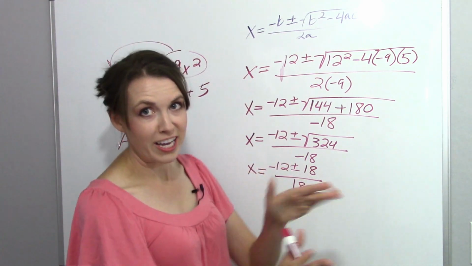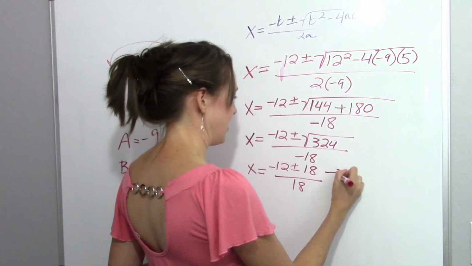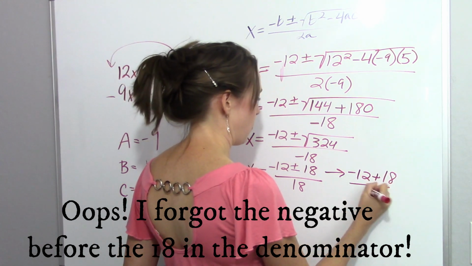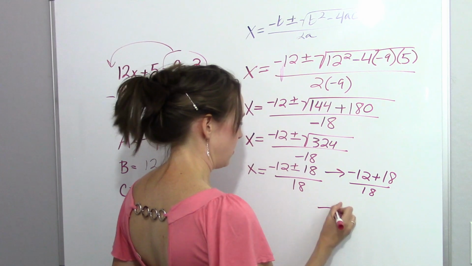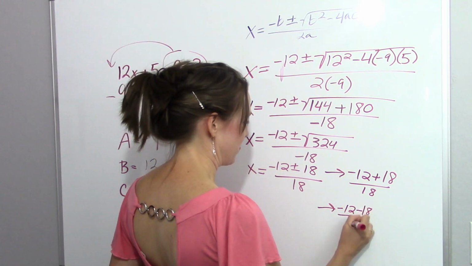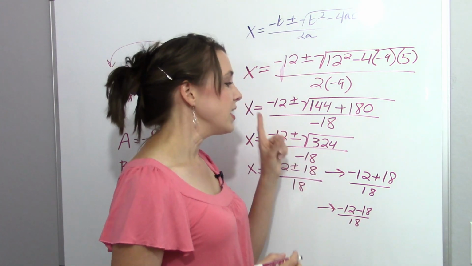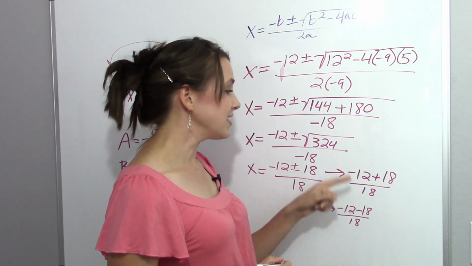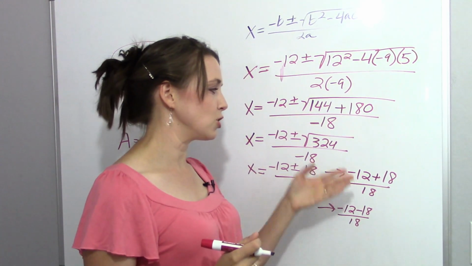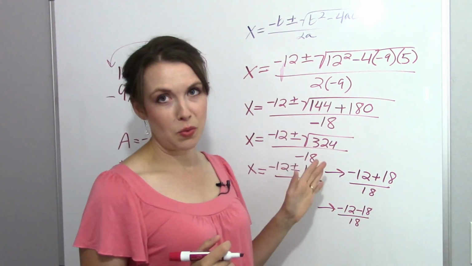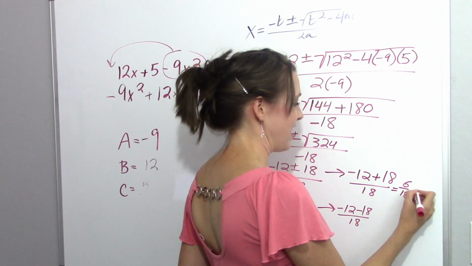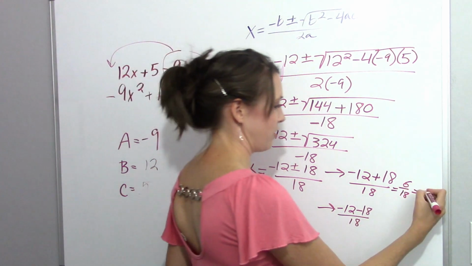Now's the time where we break it into 2. So we have negative 12 plus 18 over 18, and we have negative 12 minus 18 over 18. So negative 12 plus 18, we could move that around, and it's basically just 18 minus 12, which is 6. 6 over 18 just simplifies down to 1/3.